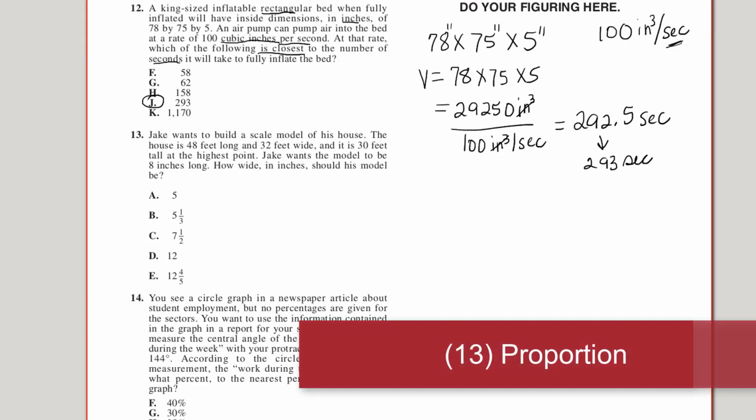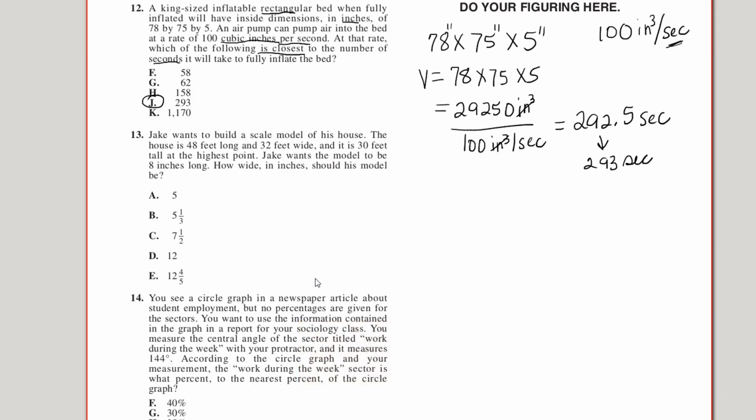Question 13 says Jake wants to build a scale model of his house. The house is 48 feet long and 32 feet wide, and it is 30 feet tall at the highest point. Jake wants the model to be 8 inches long, so we're doing a scale model. How wide in inches should his model be? So this is going to be, since we're doing a scale model, the model is going to be in proportion to the actual house. The smaller model is in proportion.